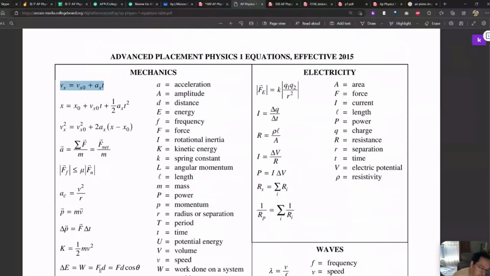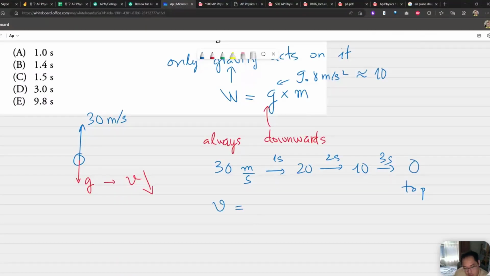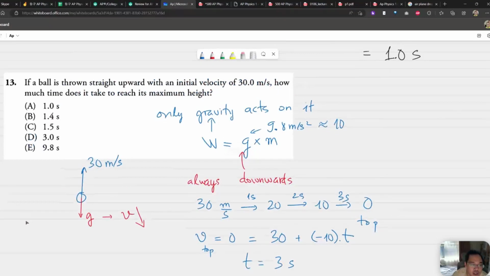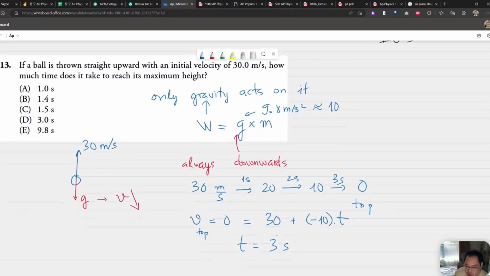Or in other words, you can use the first equation here. The final velocity, similar with projectile motion, the velocity at the top is 0. The initial velocity is 30, and the acceleration is minus 10. So v at the top, which is 0, equals initial velocity 30 added with minus 10 of the acceleration multiplied with time, and therefore the time is 3 seconds. The question: how much time does it take to reach maximum height? This is the answer: 3 seconds.